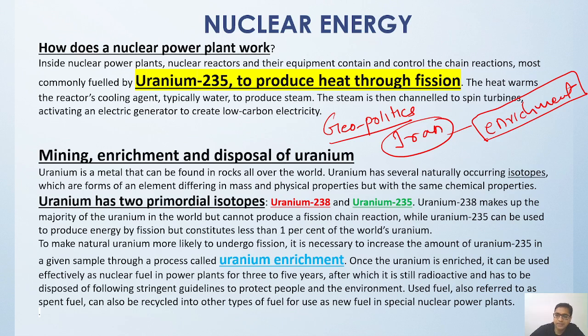The main purpose is that we want to increase the amount of 235 in order to sustain the chain reaction, so that it can be effectively utilized as a nuclear fuel for up to 3 to 5 years. Okay, right? So this is how it has to be done. Uranium enrichment is one of the most important things that has to be done.